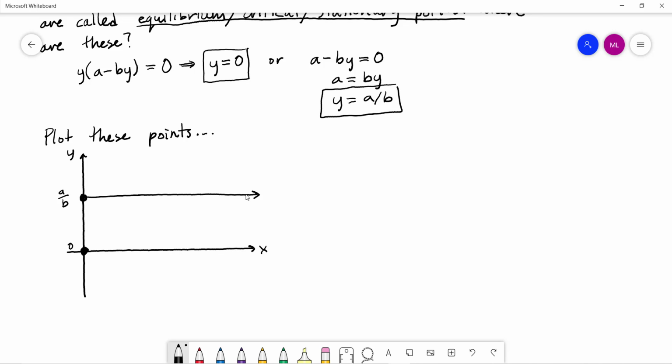Here's what the curve would look like if y of 0 equals a over b, and here's what the curve looks like if y of 0 equals 0. Those are my solution curves. They're just boring horizontal lines. But what's going to happen everywhere else? So we've got two curves. What about the rest of the curves? So we've got two stationary solutions. They're these horizontal lines.